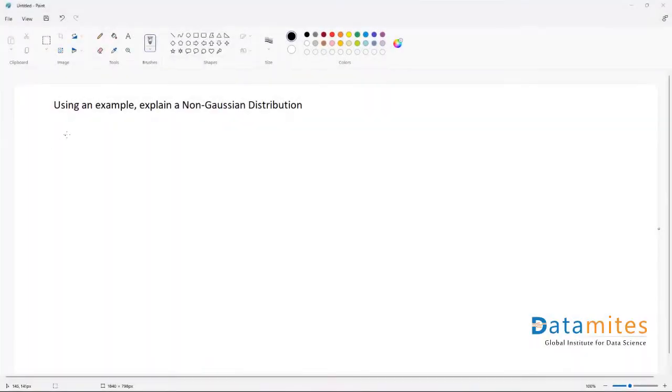Using an example, explain a non-Gaussian distribution. So in order to understand this, let's look at what a non-Gaussian distribution is. So first of all, it does not follow any properties of a normal distribution.